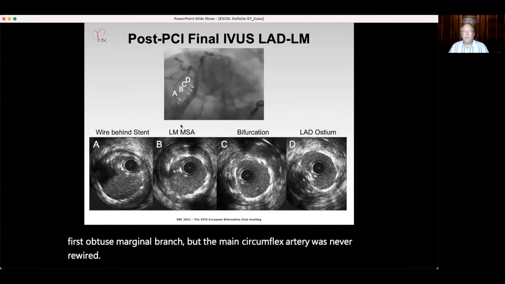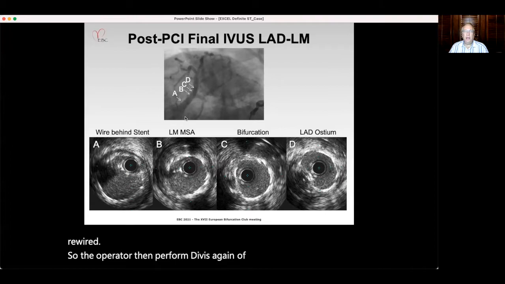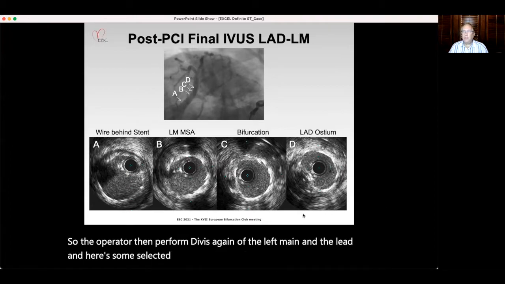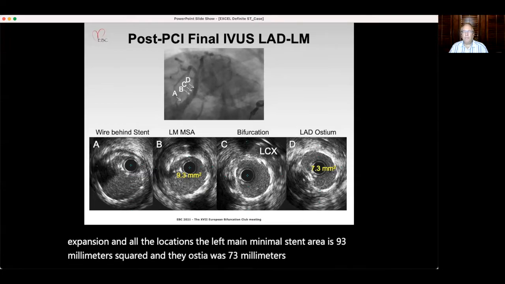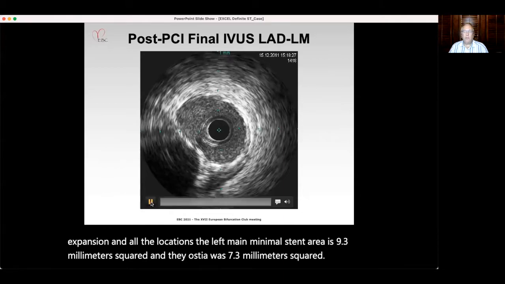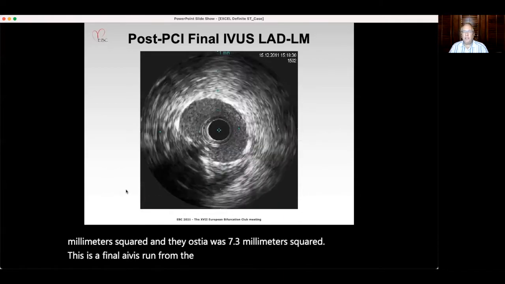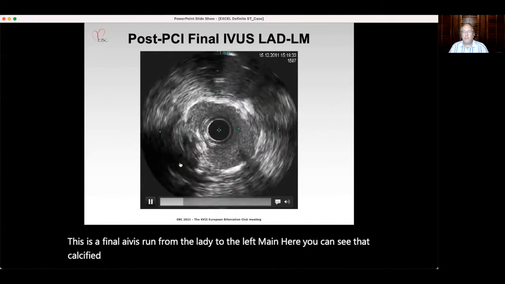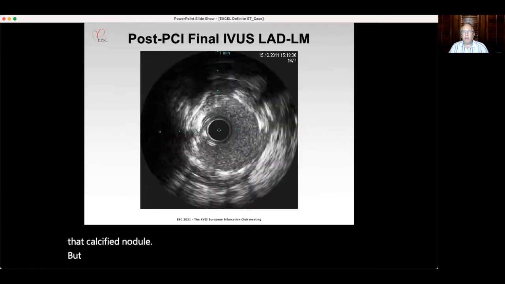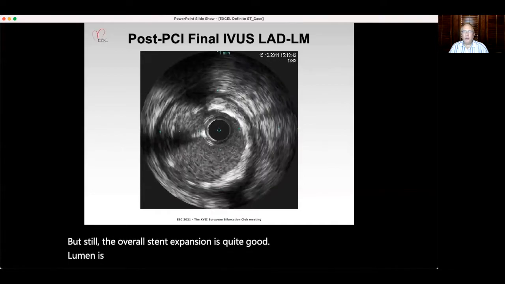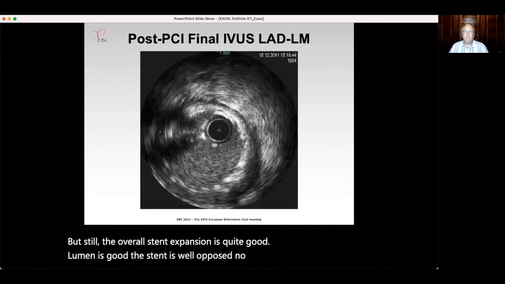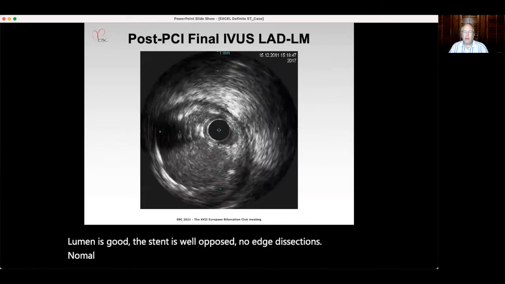So the operator then performed IVUS, again, of the left main and the LAD, and here's some selected images. And basically, you see very good expansion in all the locations. The left main minimal stent area was 9.3 millimeters squared, and the LAD ostium was 7.3 millimeters squared. This is a final IVUS run from the LAD to the left main. Here you can see that calcified nodule. But still, the overall stent expansion is quite good. Lumen is good, the stent is well apposed, no edge dissections, no malapposition. And here we are in the left main.